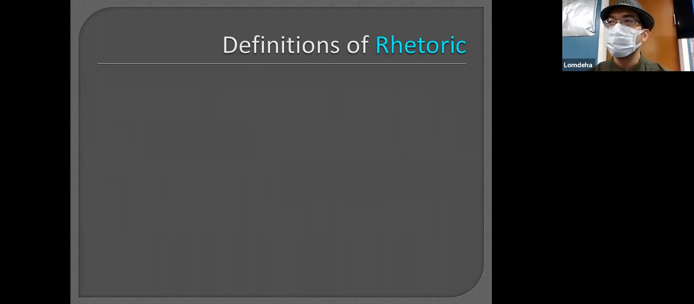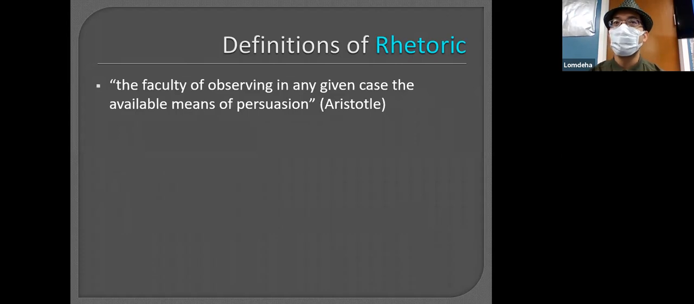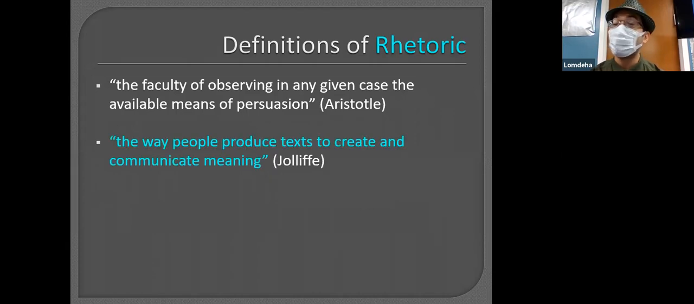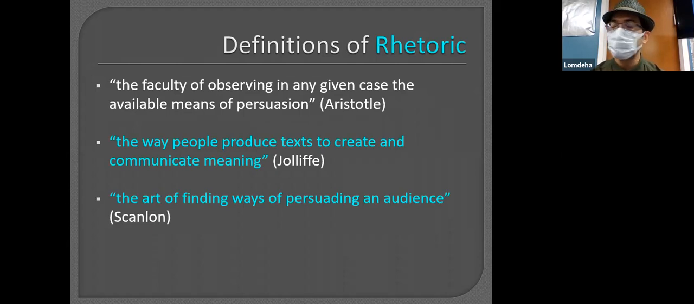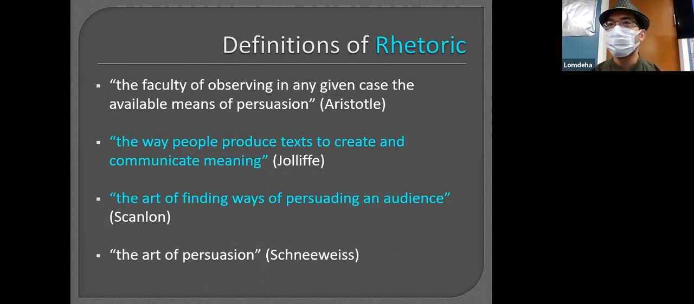Okay, so I'm going to put four definitions up here. I like the middle two, but you could write whichever ones you feel are helpful. Aristotle's the one who came up with the term and the study: the faculty of observing in any given case the available means of persuasion. But the one I like is Jolliffe, who is one of my AP professors: the way people produce text to create and communicate meaning. That's closer to what Leah was saying. And then another one of my AP professors, Larry Scanlon, said it's the art of finding ways of persuading an audience, like Eliana said. I just call it the art of persuasion, if you want a quick definition. And like Leah said, it could be verbal, or in writing, or in images. It's the art of how to persuade someone.